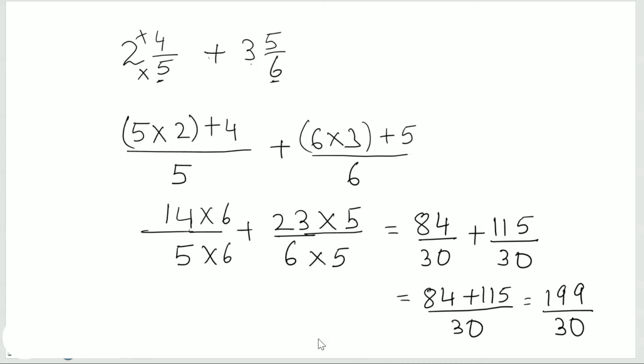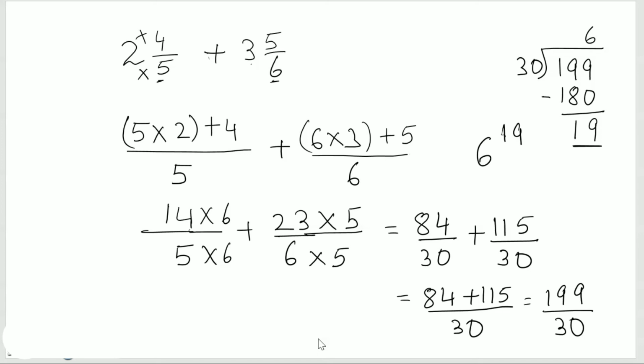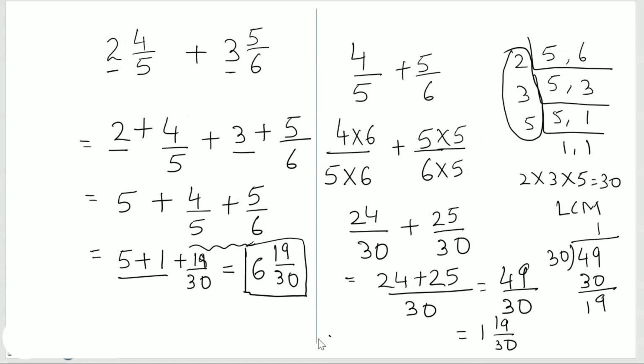Now I have got an improper fraction, so I will convert this into a mixed fraction. To do that, I will divide. 30 times 6 is 180, remainder 19. So that means this can be written as 6 and 19/30. So this is the solution that we got, and it's the same as our previous solution. See here.